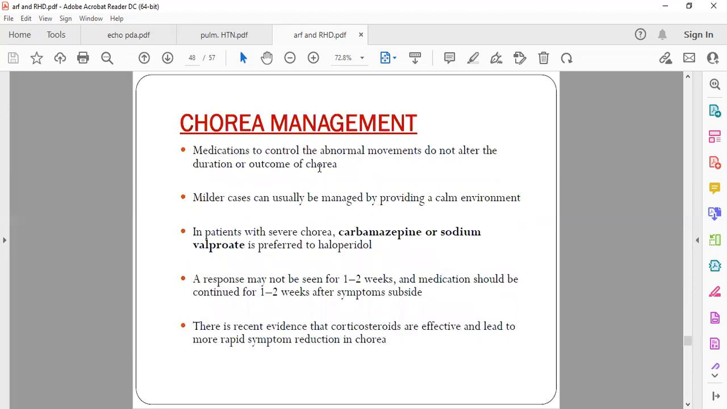Chorea is usually managed with carbamazepine or sodium valproate, which is the drug of choice. Milder cases can usually be managed by providing a calm environment. The response may take time because it may not act very fast. Medication should be continued for at least 1 to 2 weeks after symptoms subside. The effect of these medicines is usually seen 1 to 2 weeks after you start the treatment, and it has to be continued for 1 to 2 weeks even after the symptoms subside.